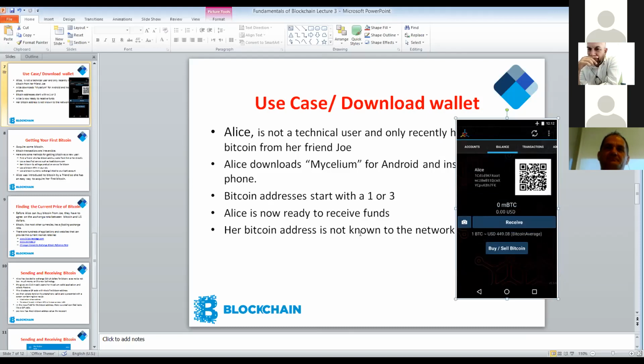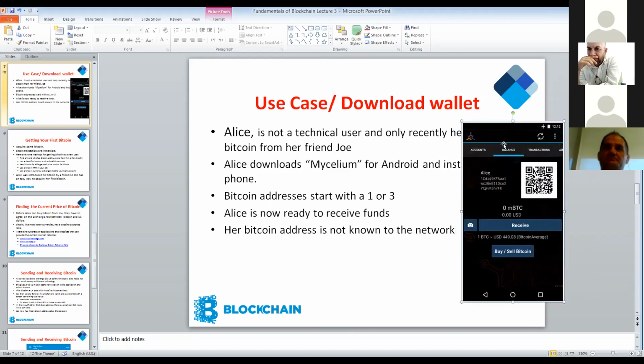Now her Bitcoin address is not known to the network. Right now she is not interacting with any network. She just downloaded this application. For example, if I download any software on my mobile and I do not start using it, it is only for my own use. Unless I interact with the network, the network will not know me. This address is not known to the network.